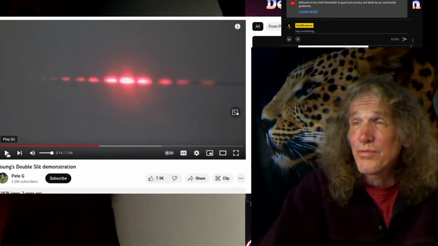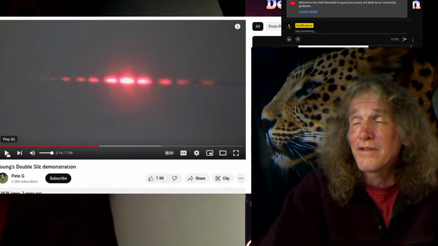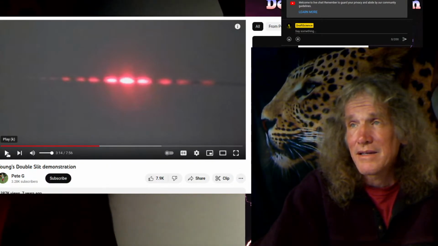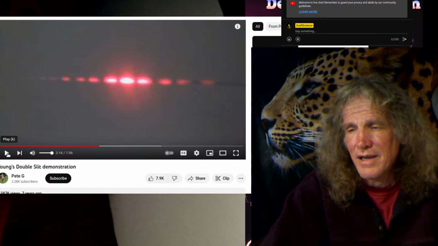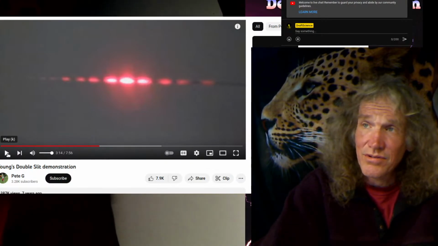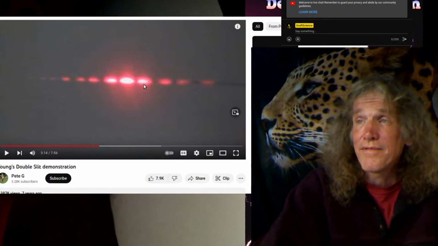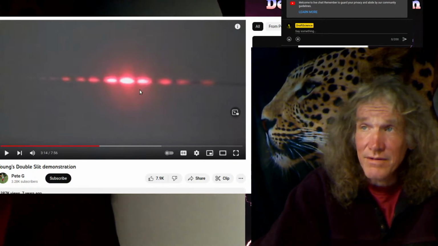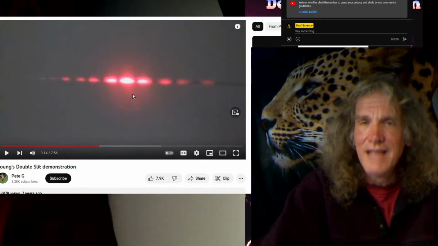So again, they do this with water, and they pretend that all waves are the same, and they're all created by the same mechanism. Water is different than sound. Sound is different than light. It's just all silly. This is not a wave phenomenon. This is not interference. This is caused by scatter.